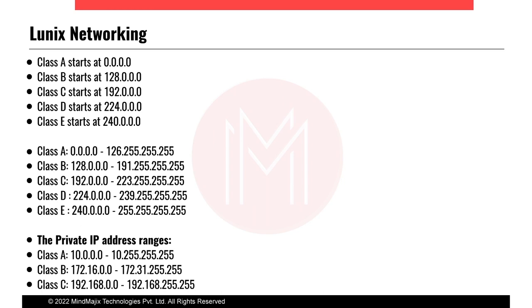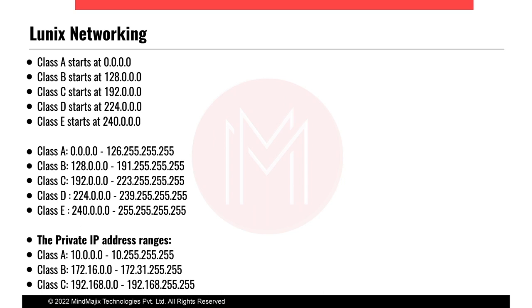Then how can we use IP addresses for our local hosts? Suppose I want to set up a LAN network inside my home or a small office. For that reason, private IP address ranges have been given per class. Class A private IP address range starts from 10.0.0.0 to 10.255.255.255. For class B, 172.16.0.0 to 172.31.255.255. For class C, it is 192.168.0.0 to 192.168.255.255.